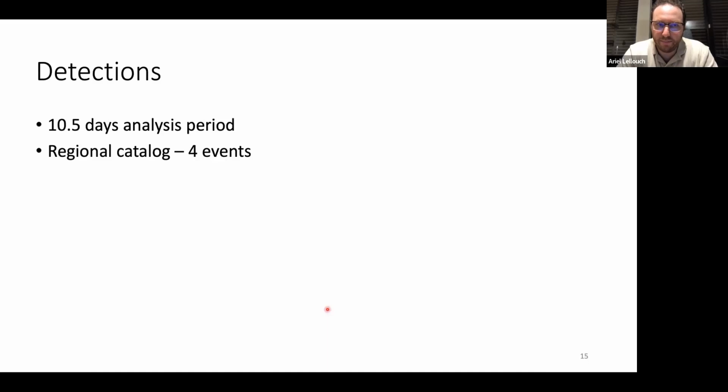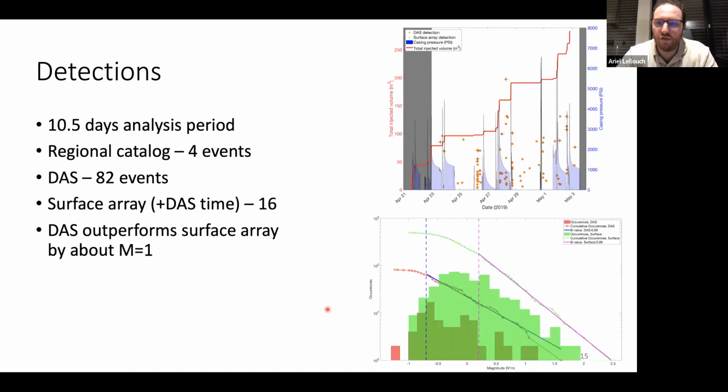We applied it to about 10 days of continuous DAS data. And during that time frame, we had 4 events in the standard mass production analysis of the traditional seismic network. And with DAS, we could find 82 events. We tried to link them to activities in the well, but the total injected volume was so low that there was no link.